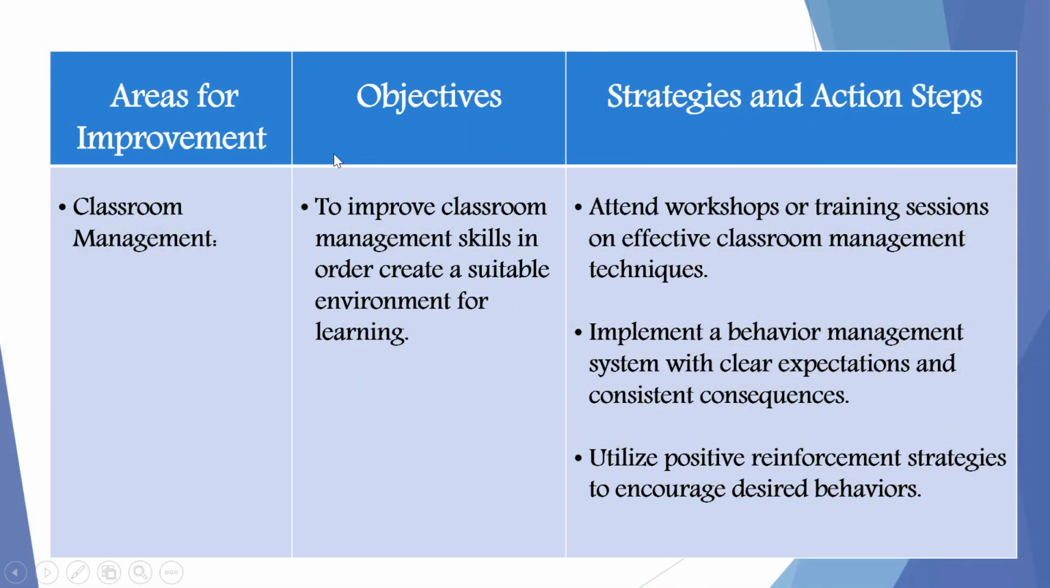To the first slide. As you can see here, every single slide is divided into 3 columns. The first one is for areas for improvement, the second one is for the objectives, and the last and third one is for strategies and action steps that must be undertaken and done by the teachers so he or she can fulfill the action plan.